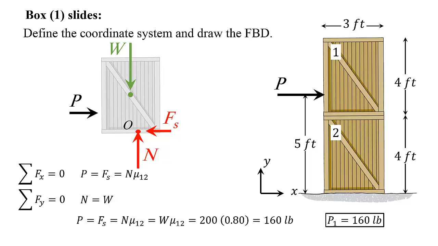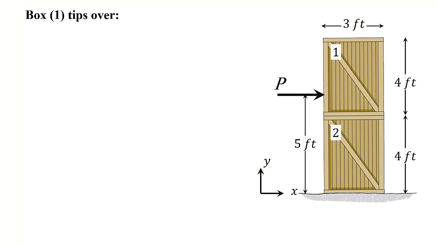So the first case, if it will happen, it will need 160 pounds, meaning the first box, or box 1, slides. Now let's take a look at the second case. Box 1 tips over, so we have a tipping over now.